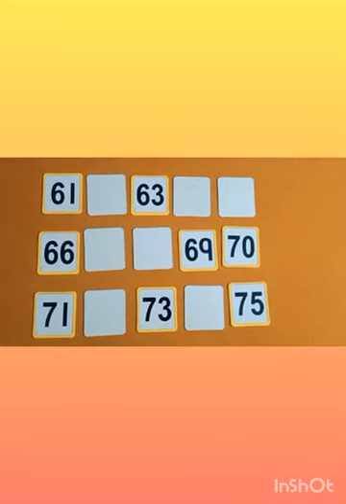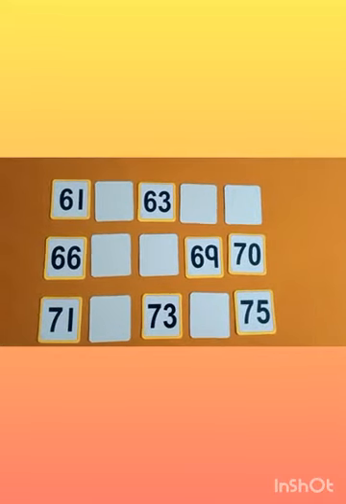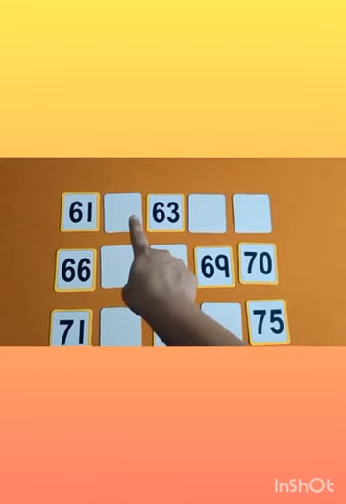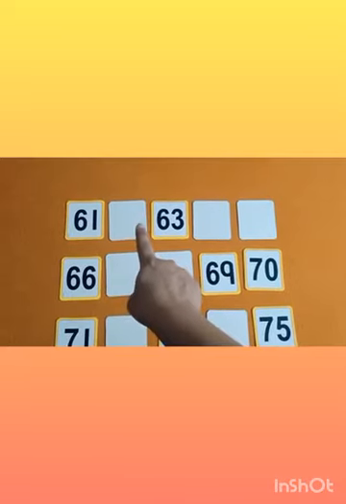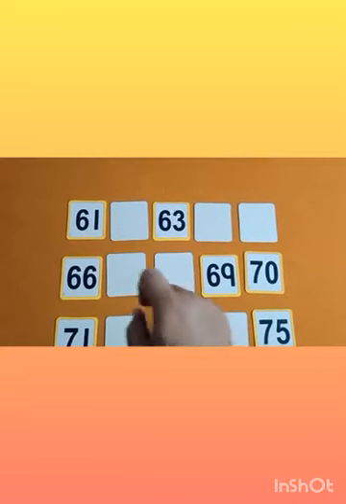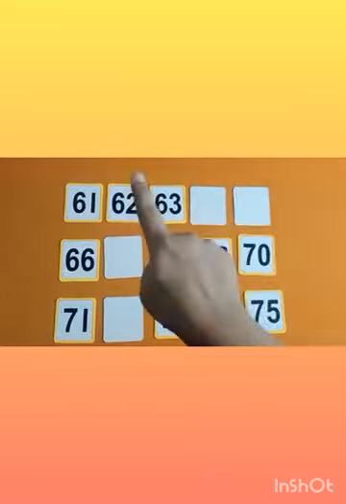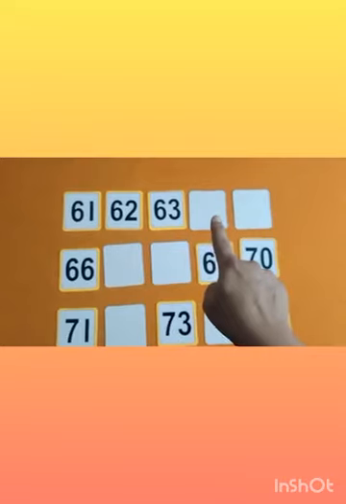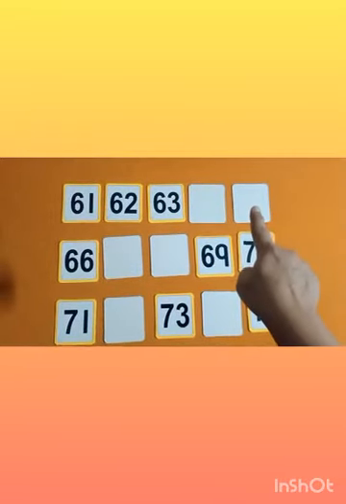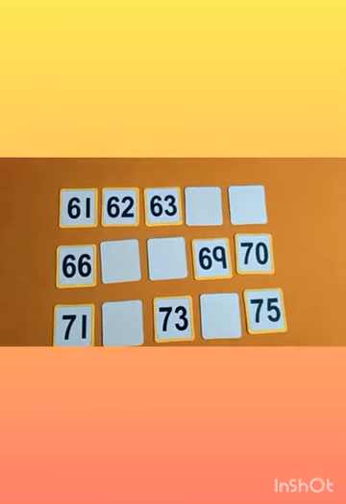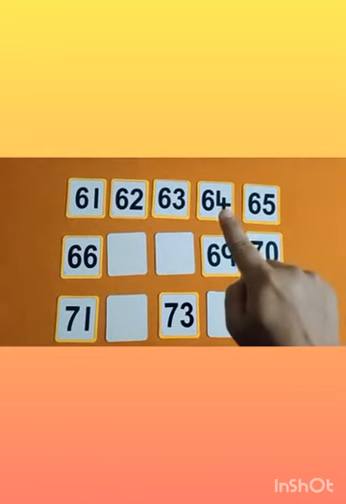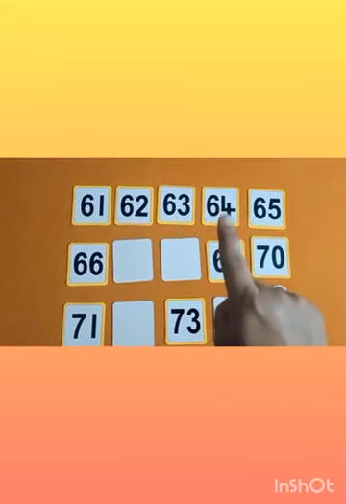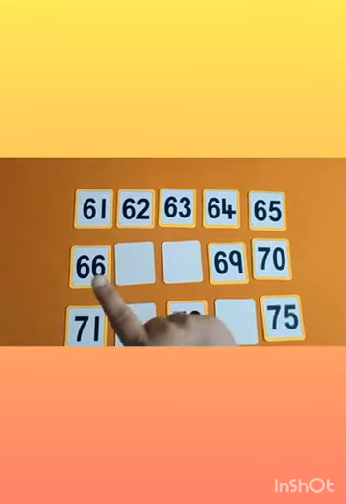Wow! So many flashcards are given here. I can see it starts with 61. And then, one number is missing. What will come there? Correct. After 61, there will be 62. Then 63. After 63, correct. Here 64 and then 65. So let's see the numbers. 61, 62, 63, 64, 65, 66.